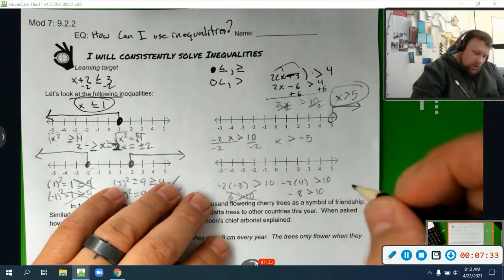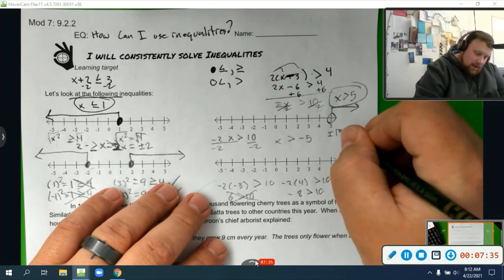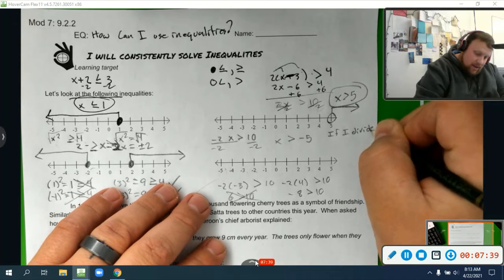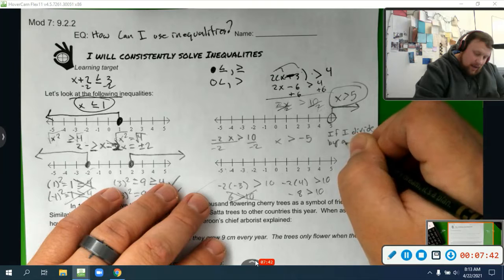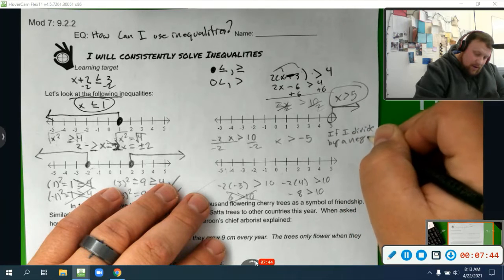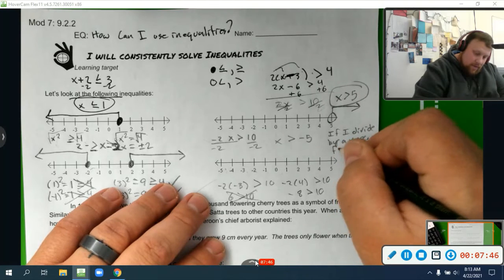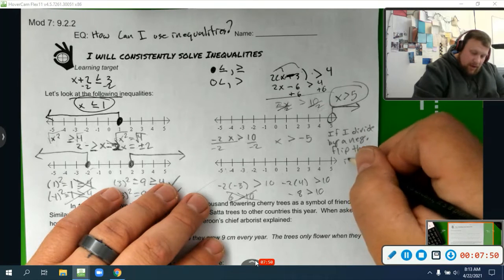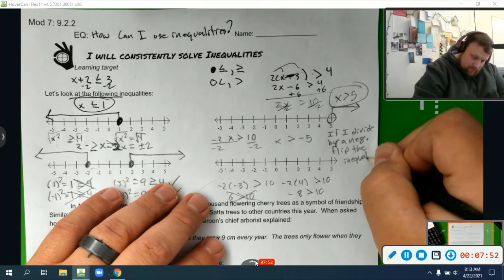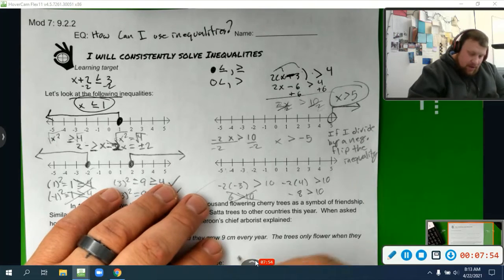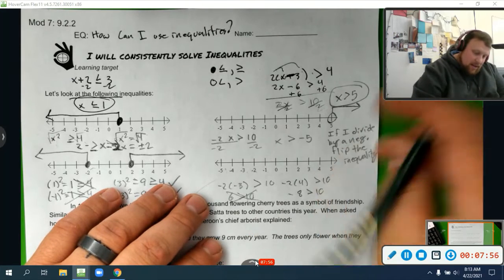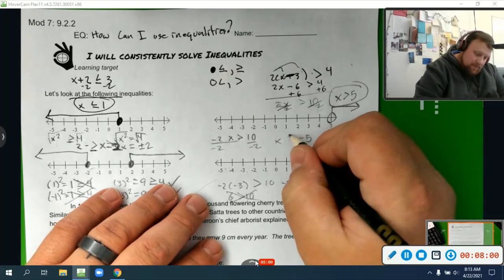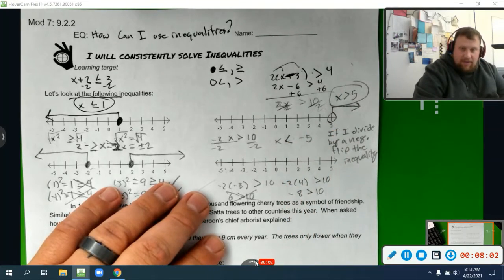So there's a thing. Whenever you divide by a negative, flip the sign, or flip the inequality. So check this out. Let's go ahead, I'm going to erase this, and I'm going to flip it. x is less than -5.